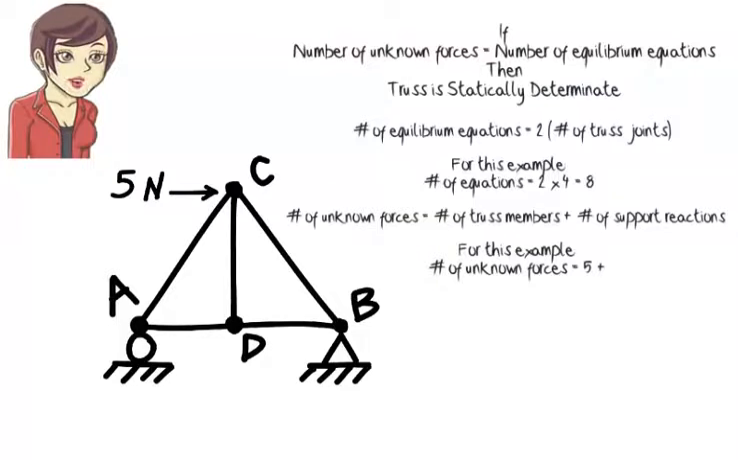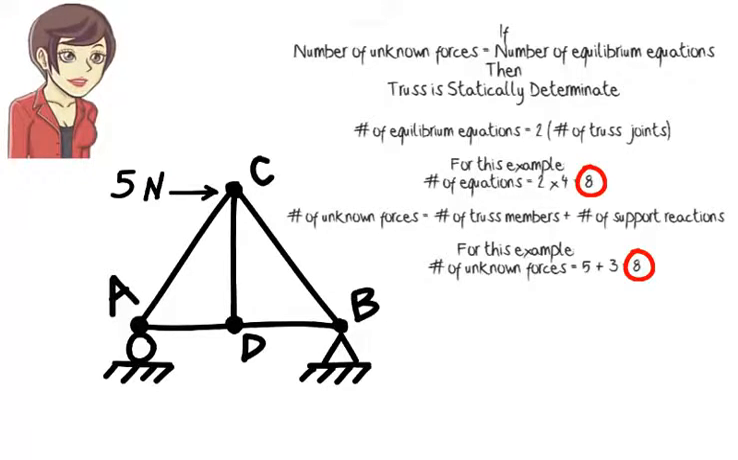Further, since the structure rests on a pin and a roller, there are 3 unknown reactions. The pin provides 2 reactions, and the roller has 1 reaction. Therefore, the total number of unknowns is 5 plus 3, or 8. In this case, since the number of unknowns equals the number of equations, the truss is said to be statically determinate. How do we analyze such a truss? How do we calculate the axial force in each member?